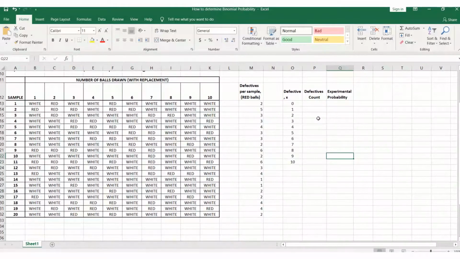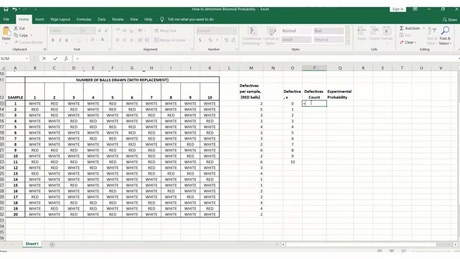So what is the defective count for 0 defectives? Again I can make use of the formula COUNTIF. This is the range, the number of defects obtained in each trial, so I have selected it. Now I can select this one. This gives 0, but since I have to drag it down, I want to reference this column from where I am taking the count.